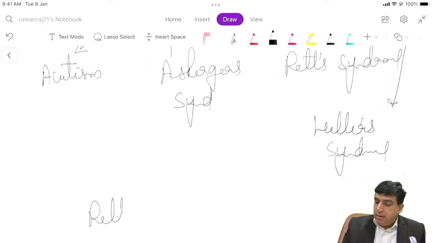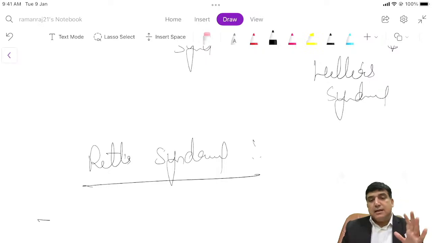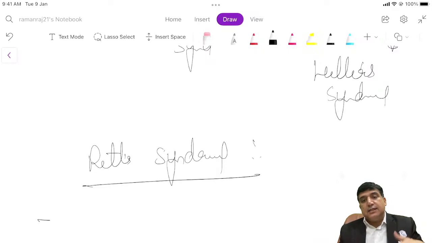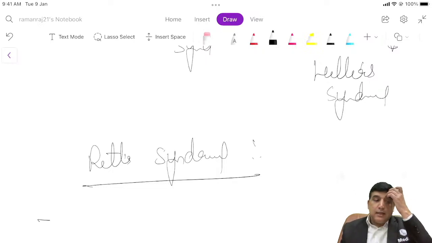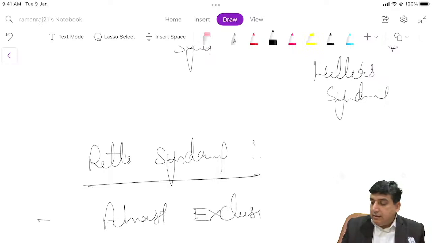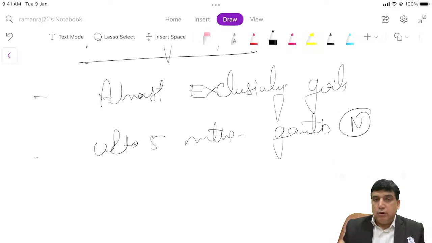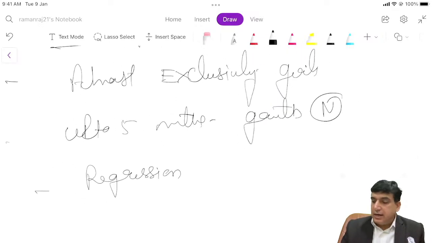Rett syndrome, again and again they are asking, so we will briefly cover it. Usually the line they ask is that it is almost but not exclusively found in girls. Before, they asked all of the following are true regarding Rett syndrome except, and the option was that it is exclusively found in girls, and that was the wrong answer. But now in this MCQ it is given as exclusively, so you can say it is almost exclusively found in girls. Up to 5 months growth is normal, and then the regression starts, correct?